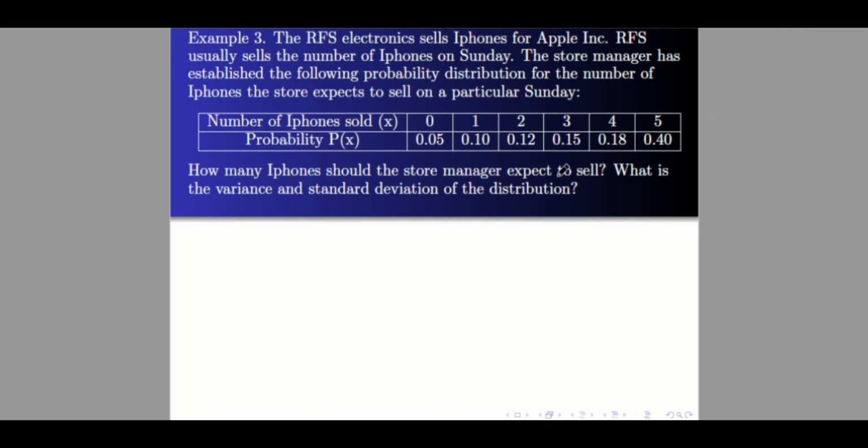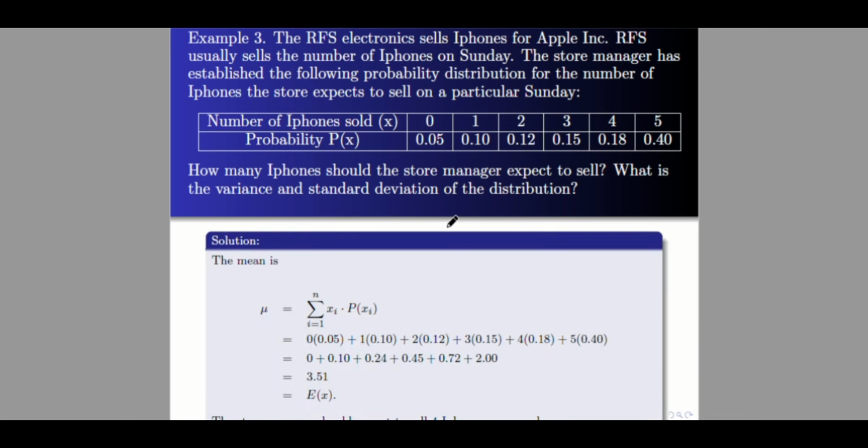Now, the first question is for the expected value. So we may use the formula of the mean because they have the same formula. Okay, so we have this. So 0 times 0.05, again, we just take the product of each column, and then you add. Okay, so the result is 3.51. So we can round this up to 4. So the store manager should expect to sell 4 iPhones on a Sunday.